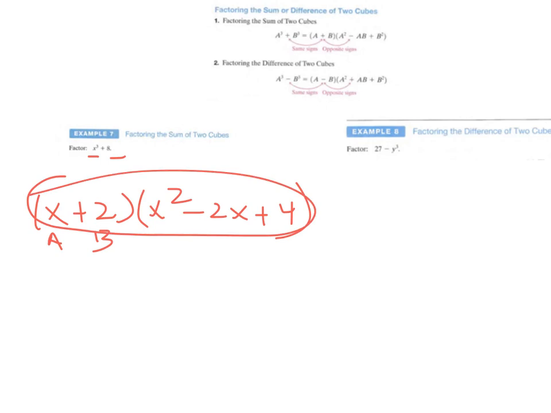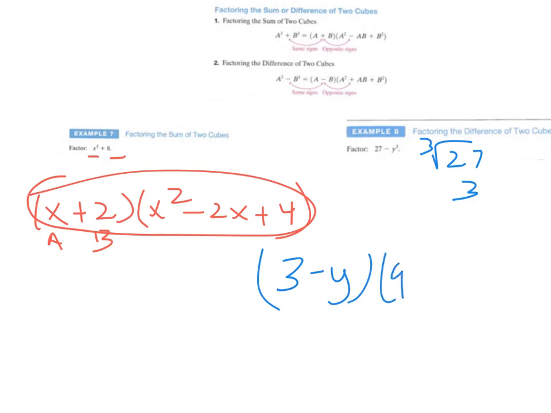Now let's look at this next one. 27, if you take the cube root, that means if I take this into my calculator, I'm going to get 3. So I have 3 minus y. And the subtraction says, if we look up here, square the first one, so that's 9. Multiply them, so I'm going to get a positive 3y. And then I'm going to square b, so I'm going to square the y. And that's how we get it by using the formula.